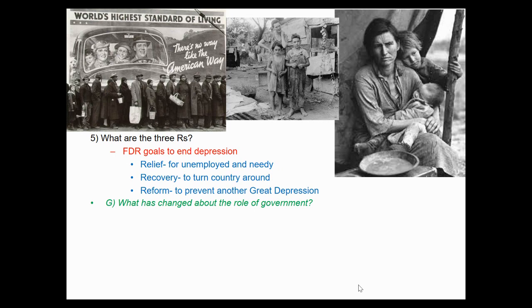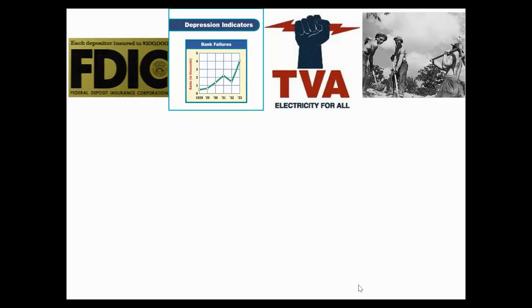Now, what you need to understand here is what's changed about the role of government in America. And basically, the government is now going to be a safety net for people in need. It's no longer going to be laissez-faire. So if you're in a bad state, the government will come in and help you out. Now, identify these New Deal agencies. Make sure you memorize several of them, okay?